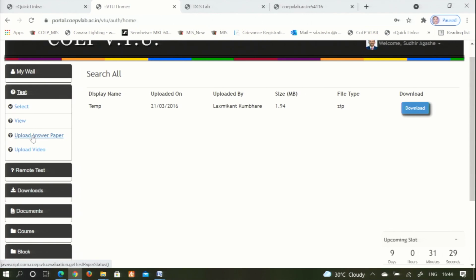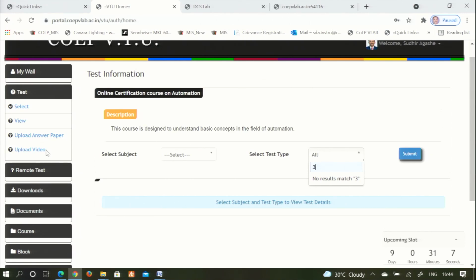Now the student can upload an answer sheet, and a student can upload the video, which is most important, because after completing the experiment, the evaluation can continue. A student can upload the answer sheet, he can view what is happening here, which course is there, how much time is there, which test is for me, and then he can select a test and appear for a test.